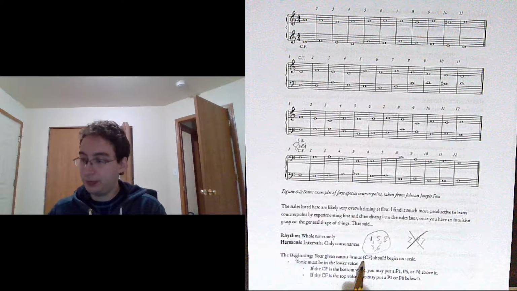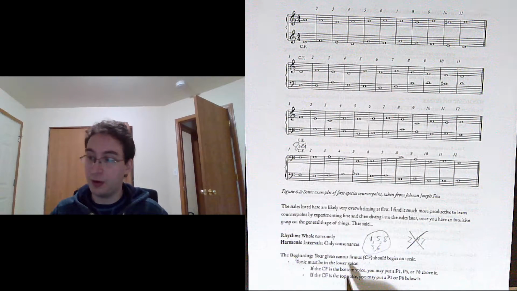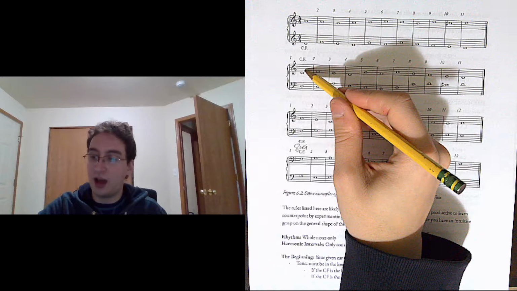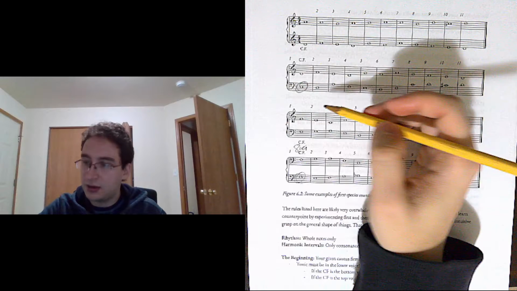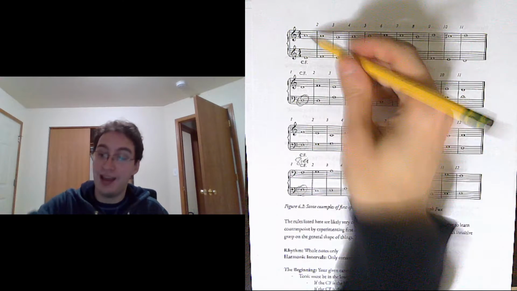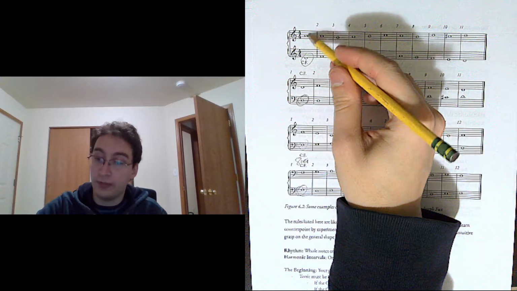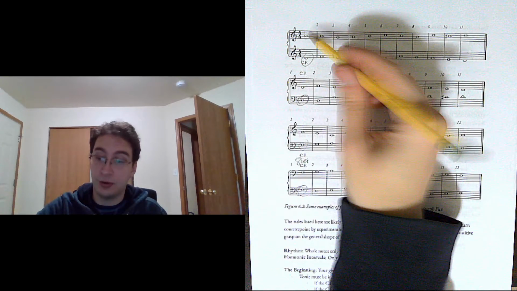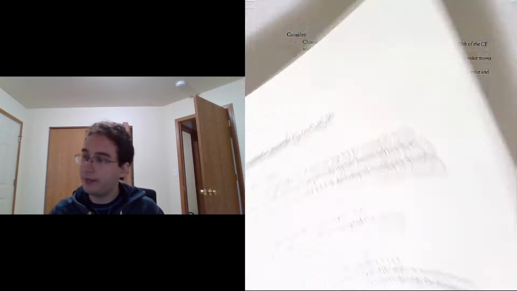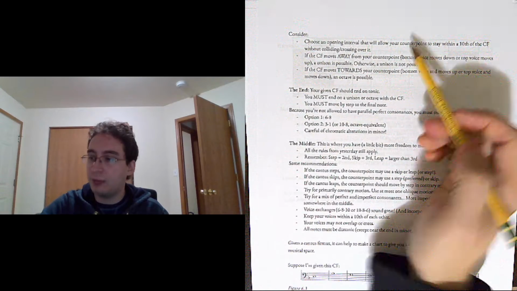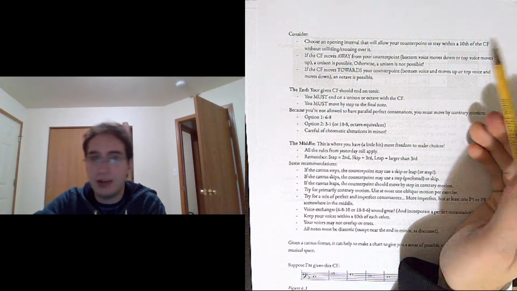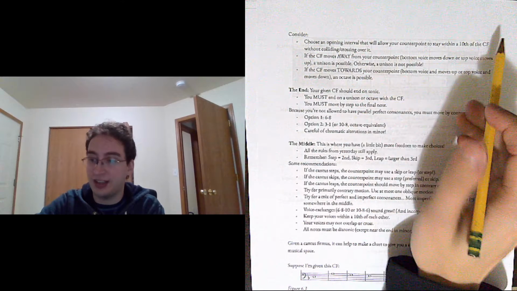So at the beginning, your given melody should begin on tonic, and tonic must be in the lower voice. So if your cantus firmus is in the top voice, you are obliged to put scale degree 1 in the lower voice. If your cantus firmus is in the lower voice, you can put tonic on top, or you could also put a fifth, scale degree 5. Either of those is fine. So you want to choose an open interval that will allow your counterpoint to stay within a tenth, give or take, without colliding or crossing.